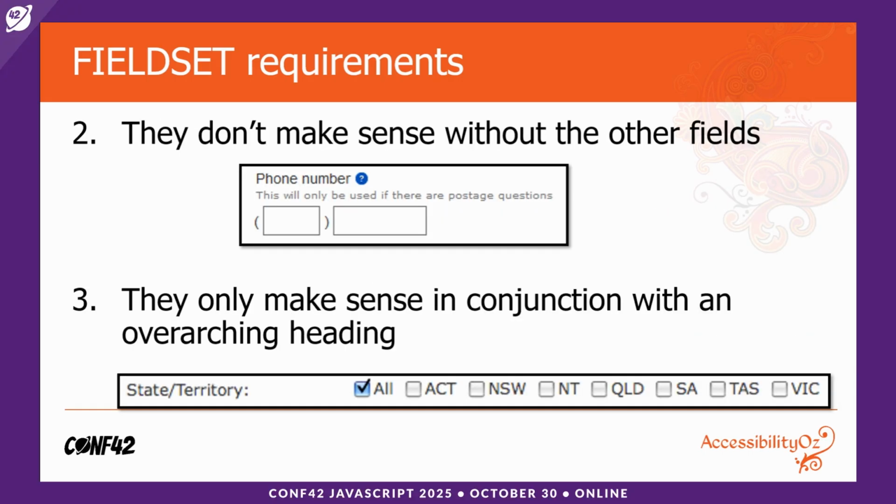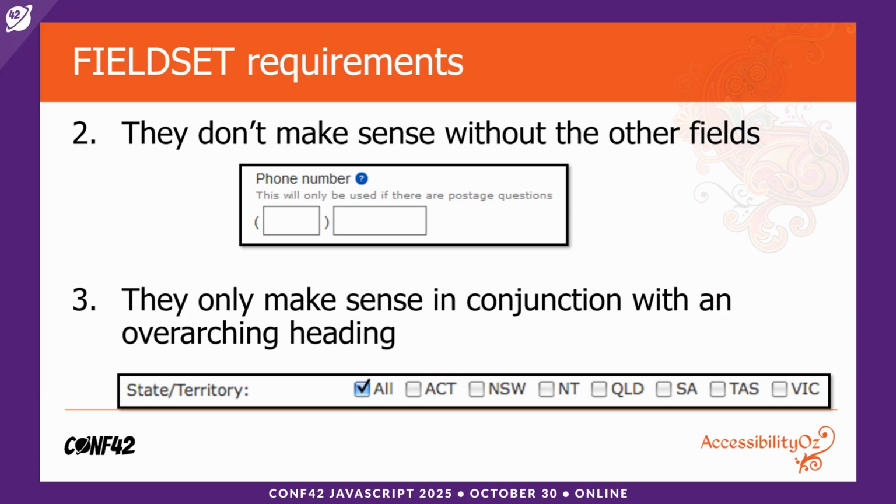Another reason why you might want to use field sets is because a field doesn't make sense without another field. Here we have a phone number that has two fields. The first field is for the area code. The second field is for the phone number itself. Of course, without an overarching phone number field set, those two won't be clear to the user.